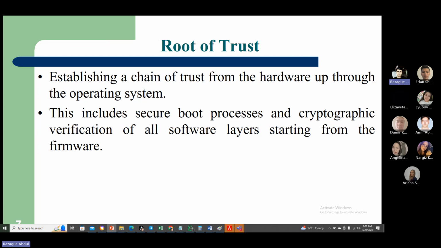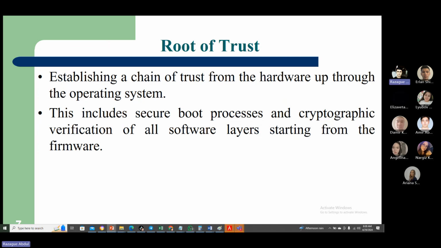Now we have to understand the third component of root of trust. This is cryptographic verification. It performs cryptographic checks to validate the integrity and authenticity of system software and firmware updates. This includes checksum and hash functions. It means we're going to validate the integrity of software and digital signatures, and we're going to authenticate the source of software, because we want to make sure there's no kind of change or alteration.